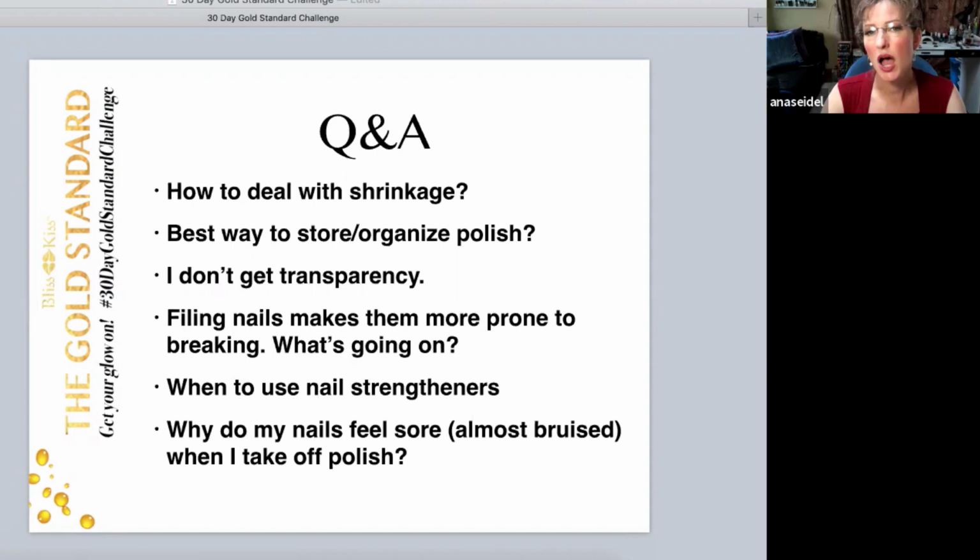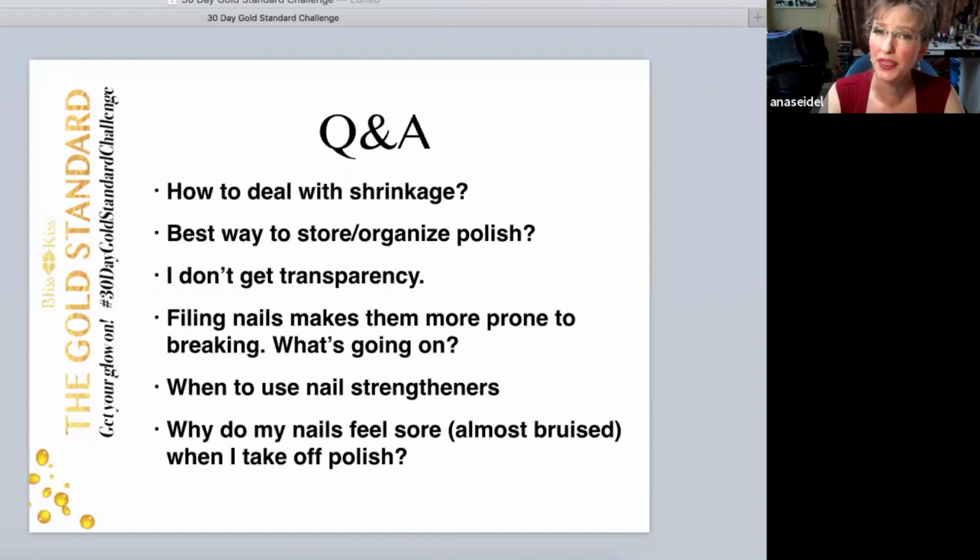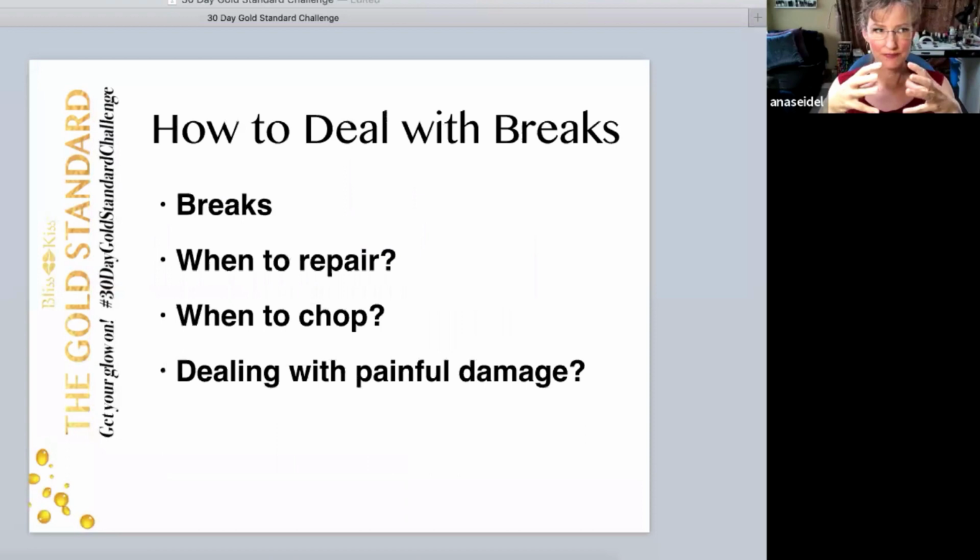Okay, interesting. So I think oil can definitely help with that. Let's get them a little bit more hydrated, and then that can take the pressure off as well. Yep. Okay, how to deal with breaks.